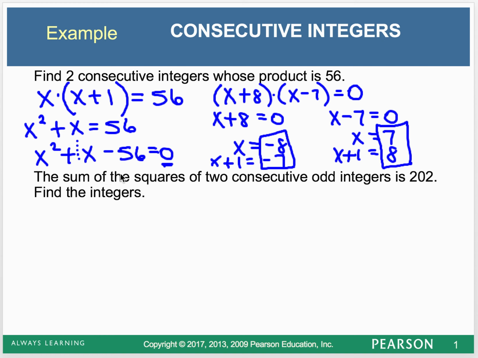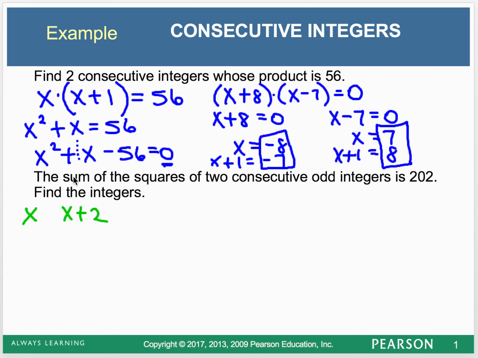Okay, this one's talking about the sum of the squares of two consecutive odd integers. Well, at least there's two consecutive odd integers, so I know I'm talking about x and x plus 2. That's my two consecutive odd integers. Is 202. Now I got to figure out what this means.